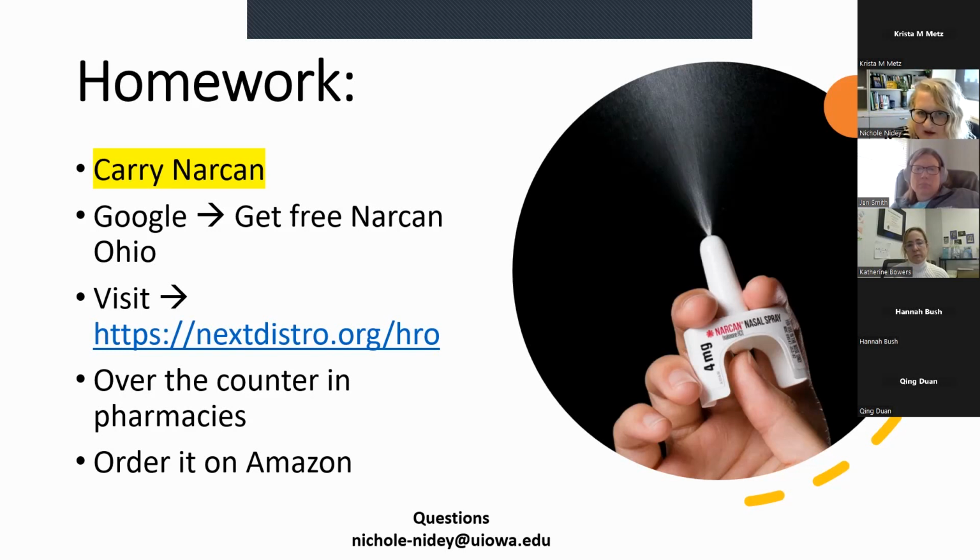The FDA approved Narcan as an over-the-counter medication in 2023. I've also bought Narcan from the pharmacy at Target. And then finally, you can see it on Amazon now too. So there's a lot of different ways that you can get Narcan. And so this is one really great way that you can support your community.